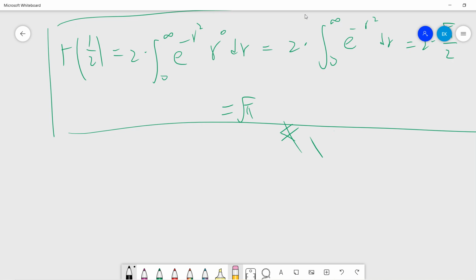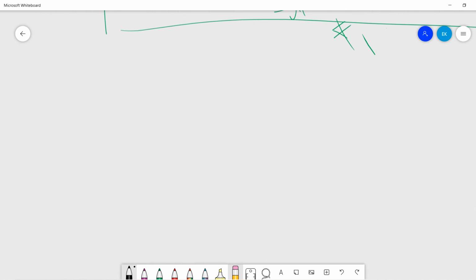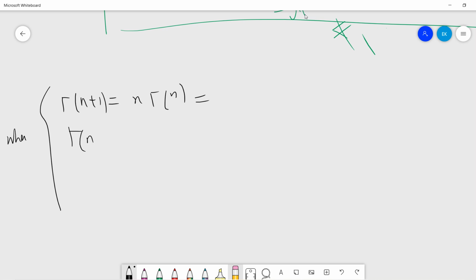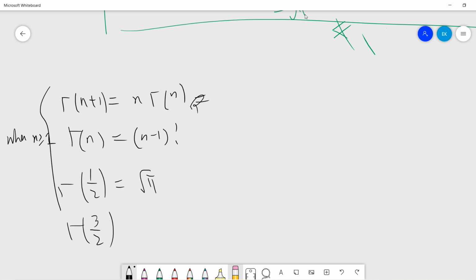Okay, let me collect what we have learned today. What we have proved is that gamma of n plus 1 is just n gamma n, and also that when n is a positive integer, gamma n is just n minus 1 factorial. We also proved that gamma of 1 over 2 is the square root of pi. You can also show that gamma of 3 over 2 is just square root of pi divided by 2. So these are the first properties of the gamma function.